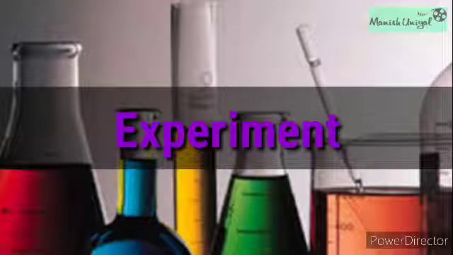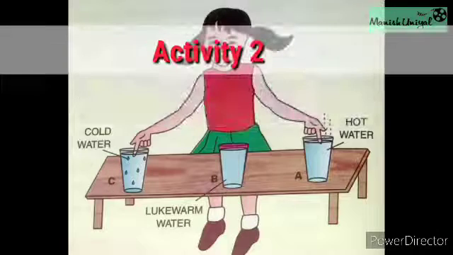What is an experiment? See, chemistry is the branch of science which is mostly based on experiments, and experiments performed under controlled condition is an activity where we observe a natural or an artificially created phenomenon.